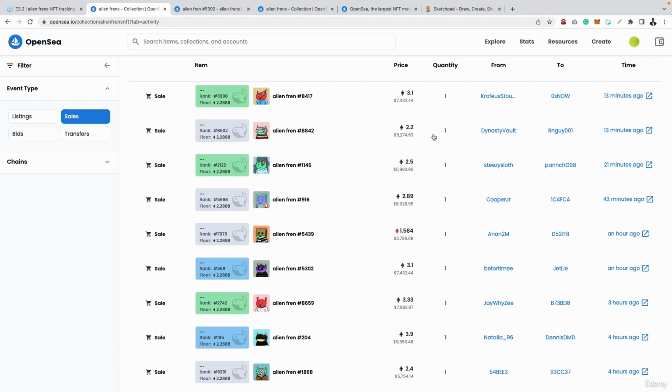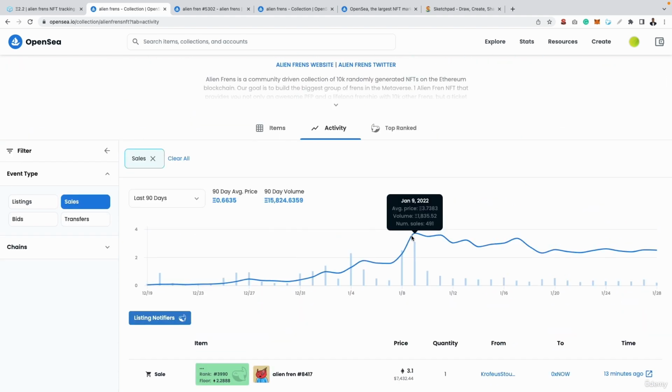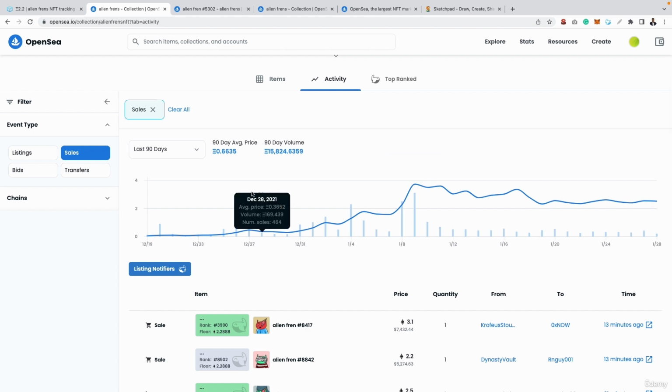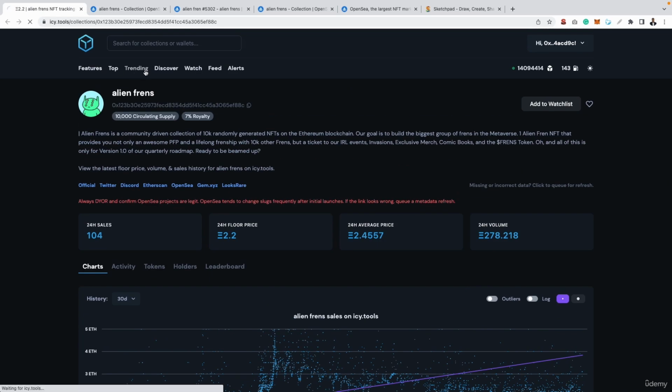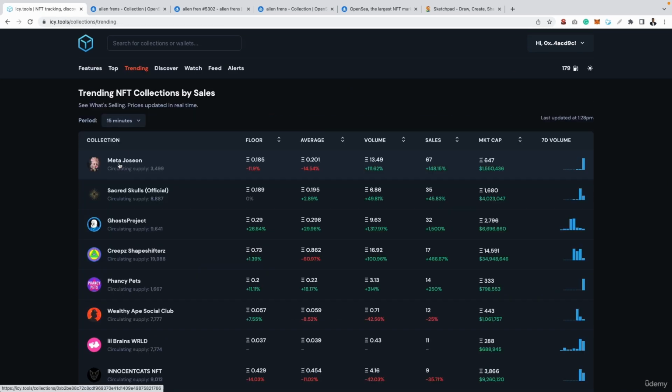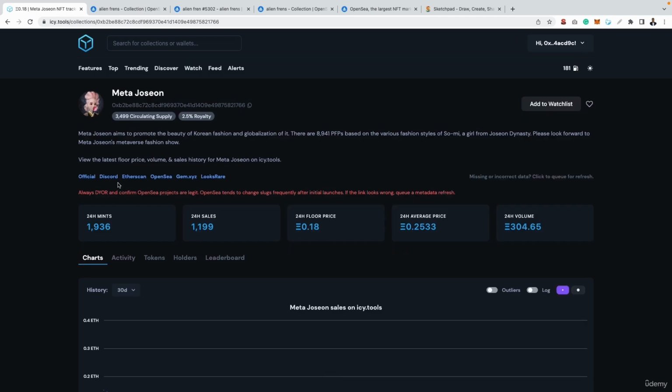You don't really know that just from using OpenSea. They do give you a breakdown at the top, which can be a little bit useful for older projects, which in this instance, you can see, we can pretty much see a nice trend. However, when you're looking at new projects that has no historical data, let me go and find you an example. I'll go to trending. Let's open up this one right here, Meta Joson, for example.